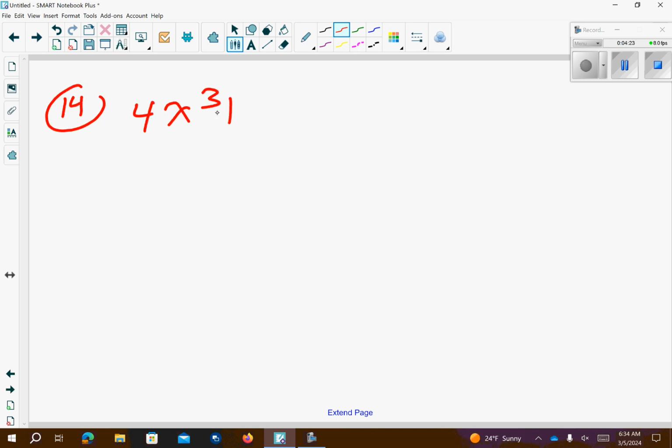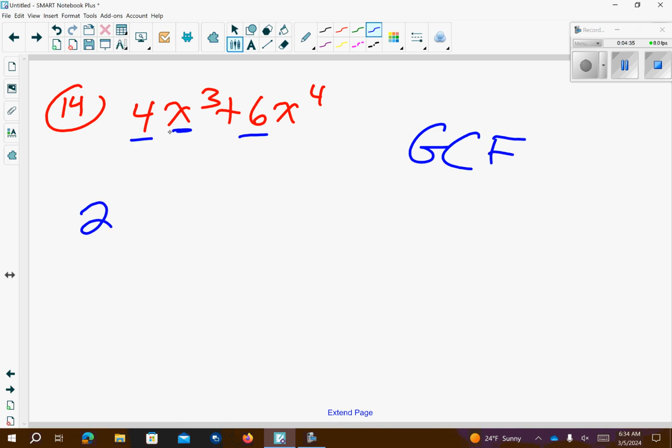Number 14. 4x to the third plus 6x to the fourth. Okay, so this one, I only have two terms, so all we're doing is looking for the greatest common factor. So I think a 2 can be factored out, and then I can factor a whole bunch of x's out. I can factor a total of 3 x's out, so x to the third.